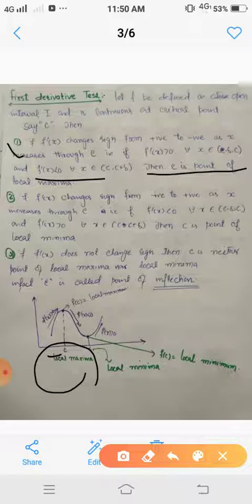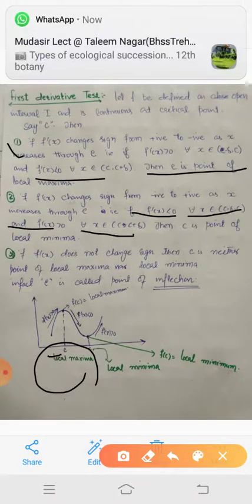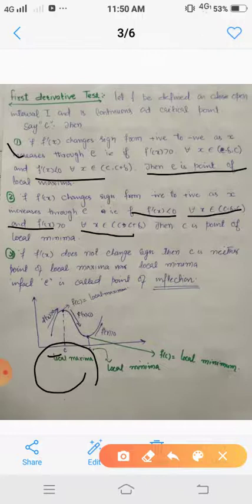Similarly, the second postulate of this theorem states that if the derivative changes from negative to positive as x increases through c, that is, if f dash of x is less than 0 for all the points which are less than c, and f dash of x is greater than 0 for all the points which are greater than c, then c is the point of local minima.